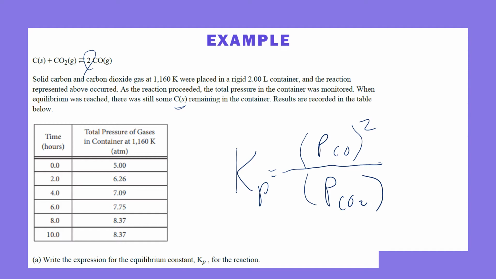If it were a Kc or a Ka or Kw or any other K, basically, it's going to be in molarity and it will have brackets. But when you're doing pressure, you want to make sure that you use parentheses, and it's the partial pressure of carbon monoxide and partial pressure of carbon dioxide. It's always products over reactants. That one was 1 point.